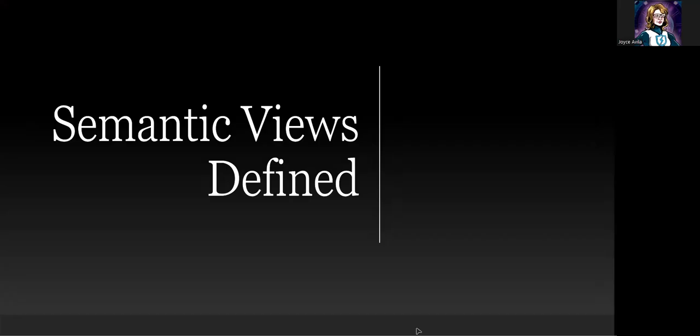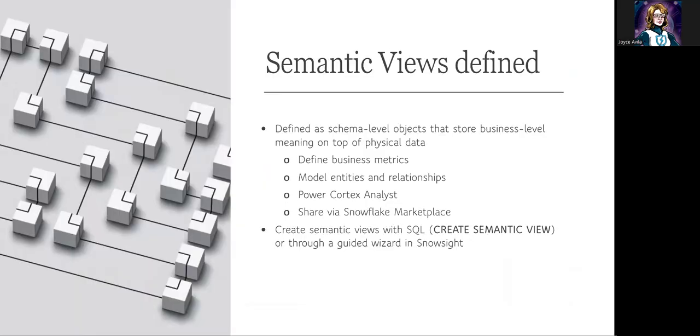So then what are Snowflake semantic views? Semantic views are schema-level objects that store business-level meaning on top of physical data. Semantic views define business metrics, they model entities and relationships, and they power Cortex Analyst. Semantic views can be shared via the Snowflake Marketplace. Semantic views are created using a SQL command or through a guided wizard in Snowsight.